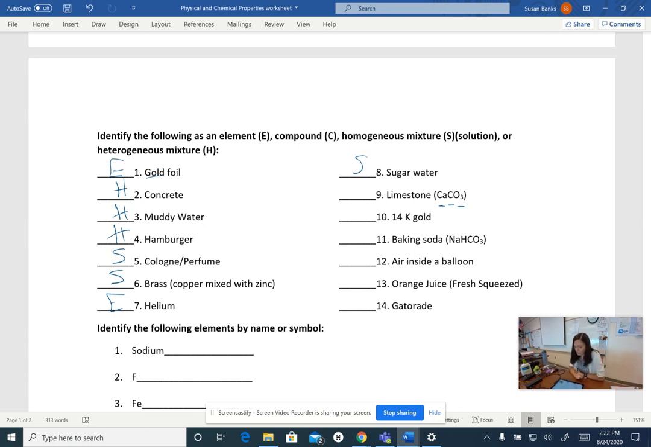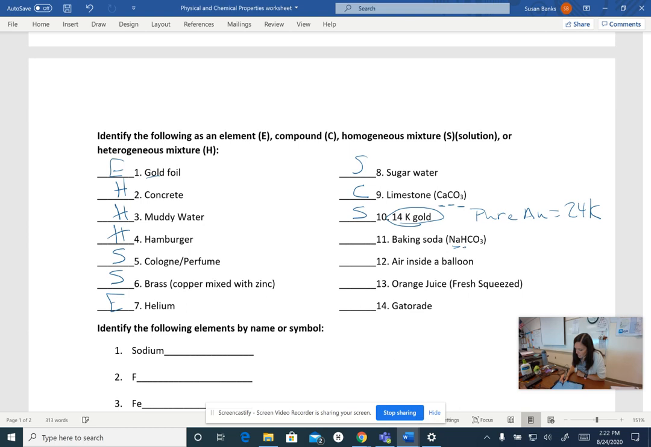Limestone. I've got calcium, carbon, and oxygen, otherwise known as calcium carbonate, that makes up limestone. I can write a chemical formula, but it's got more than one element in it. So that is going to be a compound. 14 karat gold. Remember, 14 karat gold is not pure. We mix other metals in it to make it stronger. So that is a solution. If you want pure gold is 24 karat. Okay?